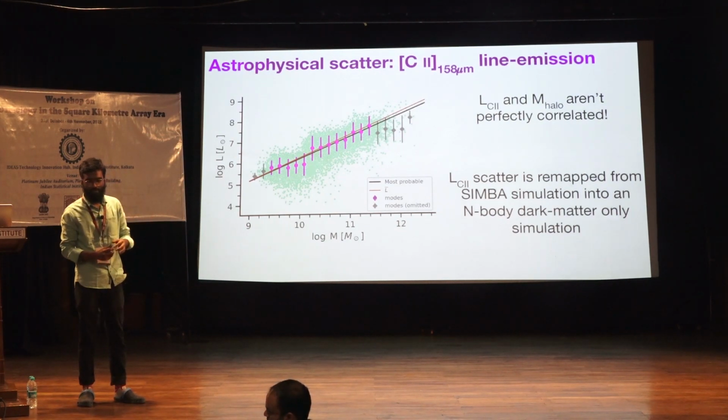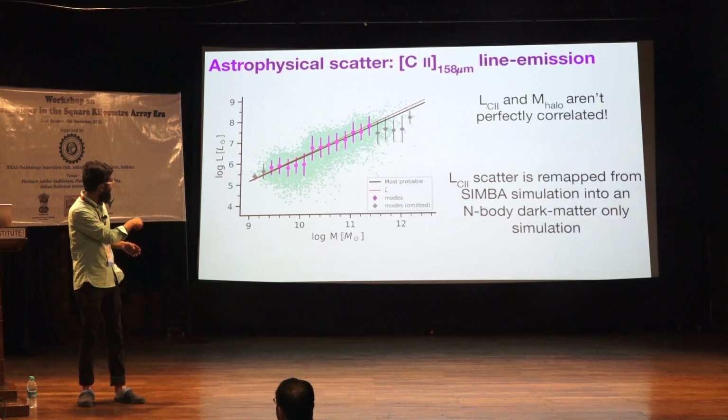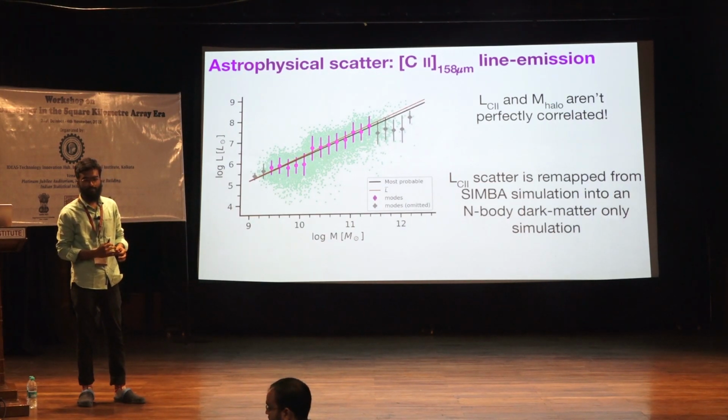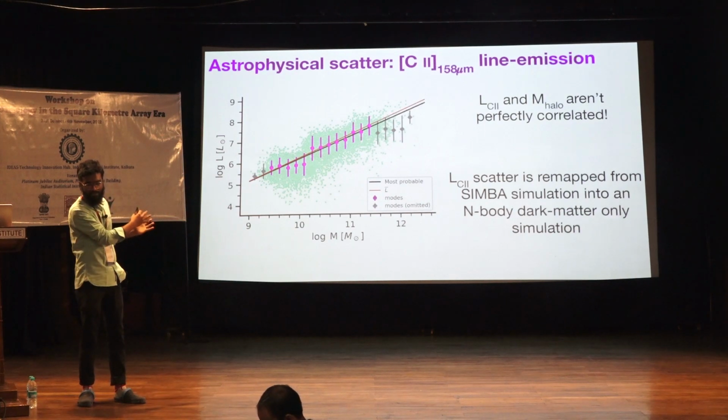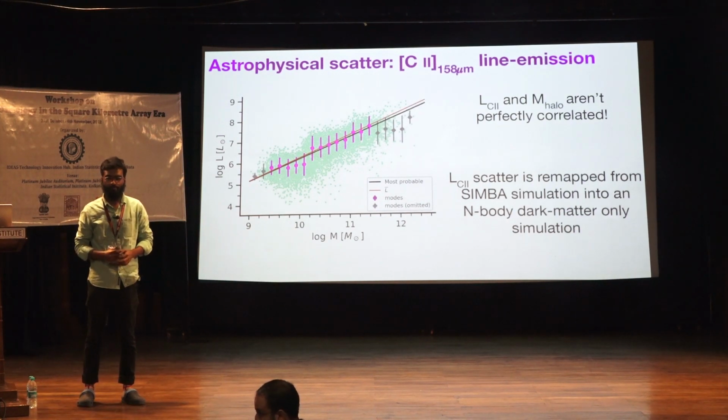The scatter that you see is just independent of environment. You took all the galaxies in the Simba simulation and plotted them. Yeah, we just plot them in halo mass and the luminosity. Environment could be another thing you can explore. Those effects should actually be imprinted in this scatter itself. Sure. Yeah, we can discuss later.